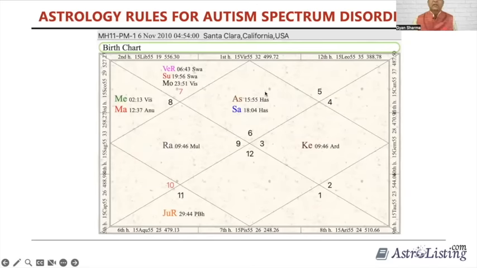Now let's understand all these 7 rules through one of the horoscopes. This is the horoscope of a boy who is suffering from autism. Now we will examine all the rules one by one.